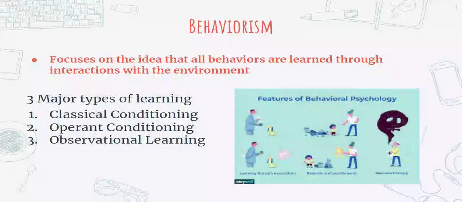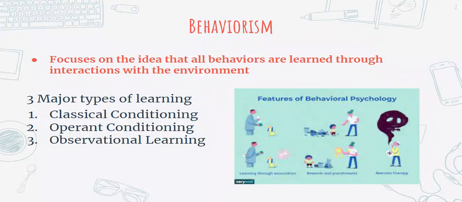For our first slide, we're going to be covering behaviorism, which focuses on the idea that all behaviors are learned through interactions with the environment. There are three major types of learning, the first being classical conditioning, a reference to the famous Pavlov's dog experiment, which is when you pair a potent stimulus with a neutral stimulus. The example is every time the dog hears the bell ring, it starts to salivate because food is put in front of it the first few times and it starts to learn. It starts to learn that behavior, and that is the definition of behavioral psychology.